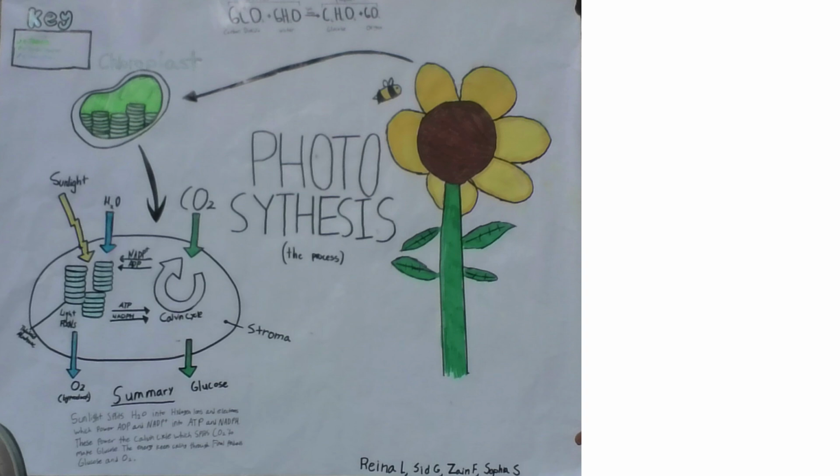This is our project on the process of photosynthesis. My name is Zane. My name is Sid. My name is Raina. And my name is Sophia.